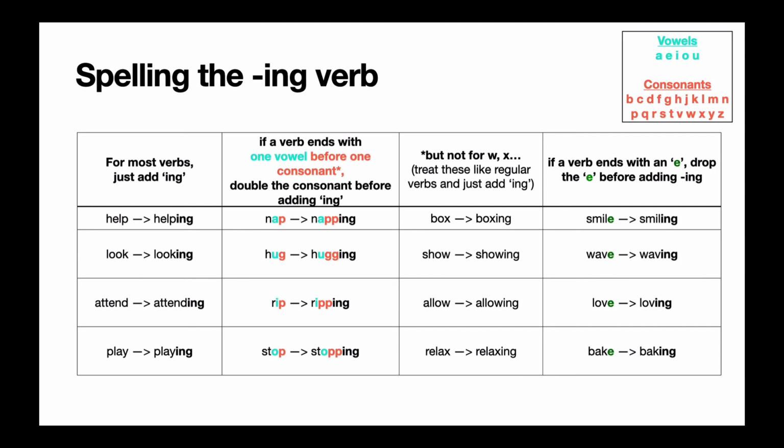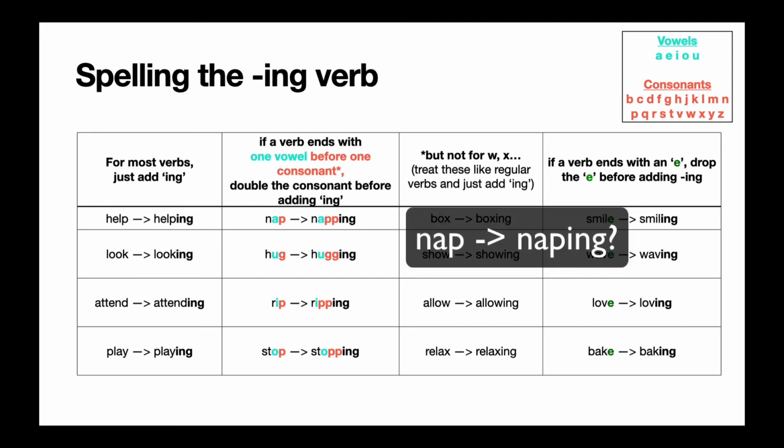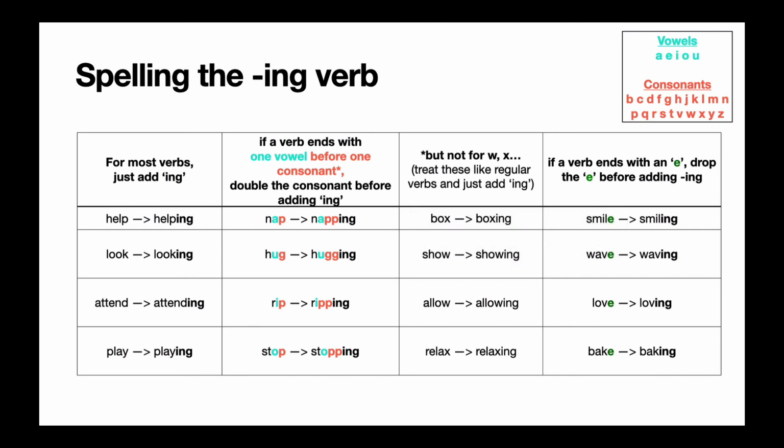The biggest rule is for verbs that end with one vowel, that's A, E, I, O, U, before one consonant, that's the rest of the letters of the alphabet. And if that happens, you need to double the consonant before adding ing. And this is done for pronunciation purposes. Nap becomes napping, hug becomes hugging, rip becomes ripping, stop becomes stopping. If we didn't add these extra consonants, these words would be pronounced differently. We would get naping, huging, riping, and stoping.